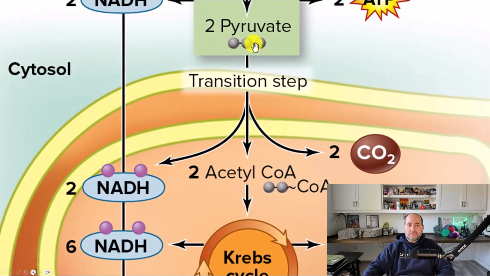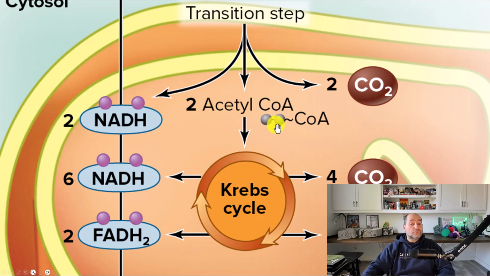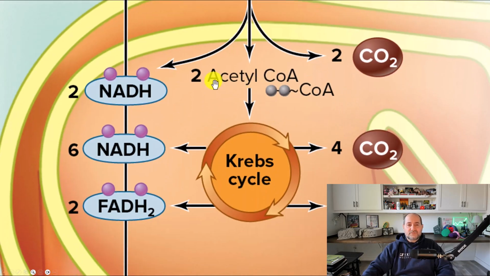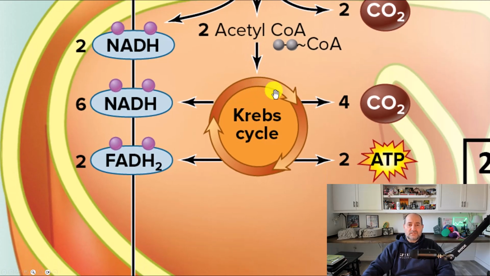So again, what happened? 2 3-carbon pyruvate molecules entered the mitochondria, where they were oxidized to give us 2 molecules of NADH, and 2 CO2s got released, leaving us with 2 2-carbon molecules. You see this? 2 carbons are left because 1 carbon left. And these new molecules are called acetyl-CoA. We have 2 acetyl-CoAs, and those 2 acetyl-CoAs still have carbon, hydrogen, and oxygen. And those acetyl-CoAs are going to enter what's known as the Krebs cycle.